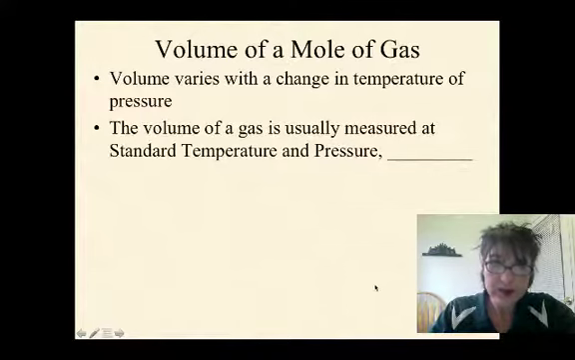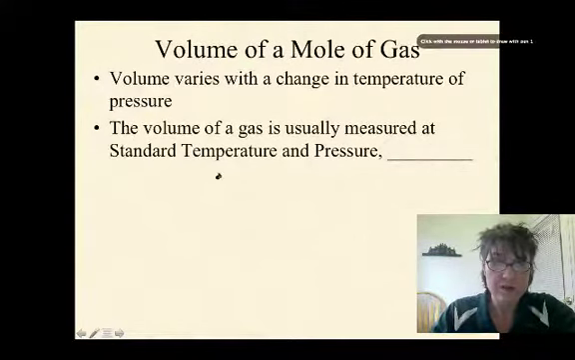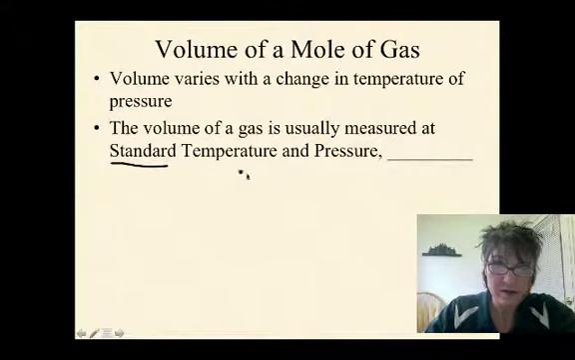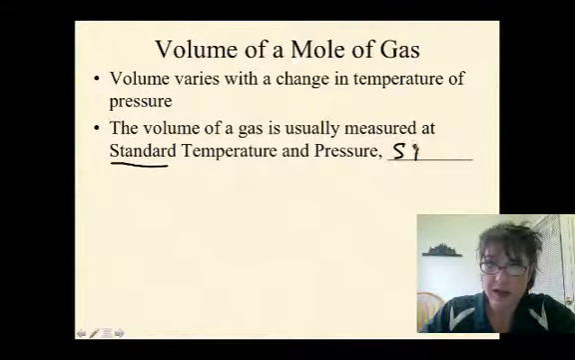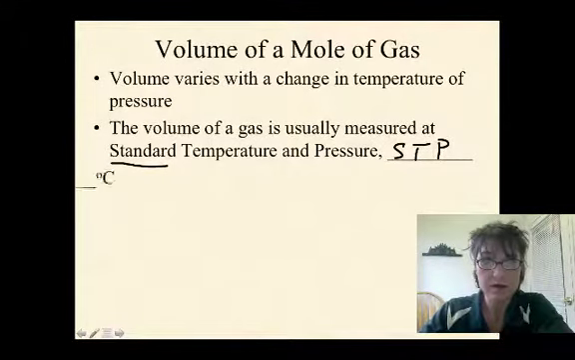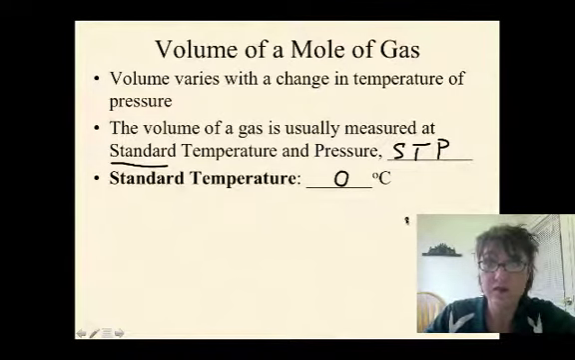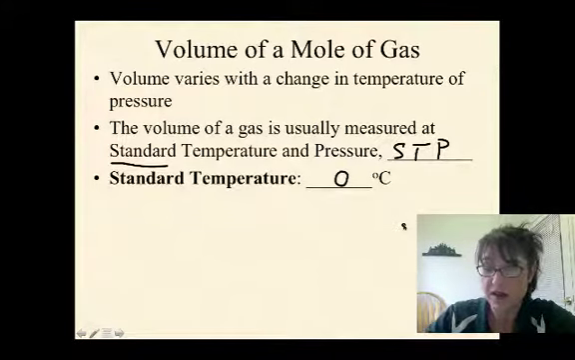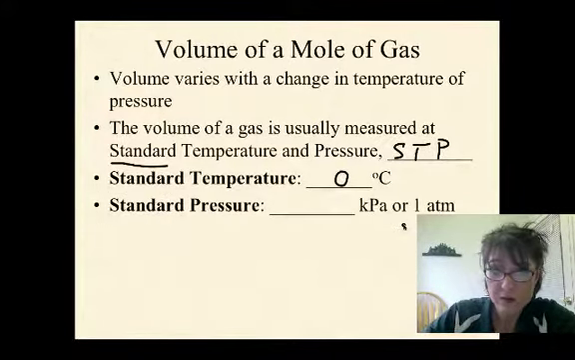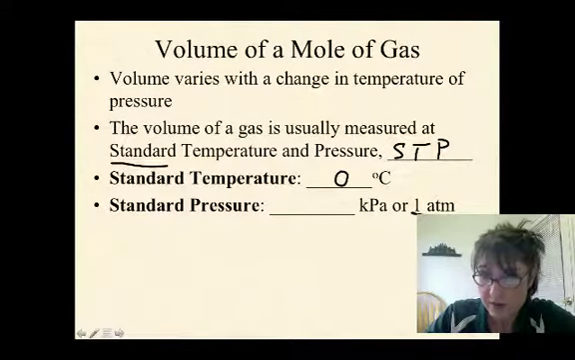So we're going to talk about the volume of a gas measured at what's called standard temperature and pressure. Standard temperature and pressure is what we call STP. So at STP, what would this mean? Standard temperature for gases is 0 degrees Celsius, the freezing point of water. So we always would measure the volume of the mole of gas at 0 degrees. And then standard pressure is 1 atmosphere. In other words, at sea level, right?